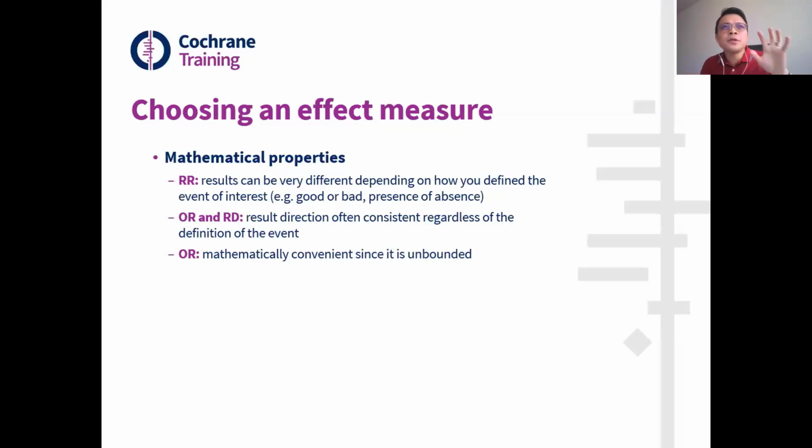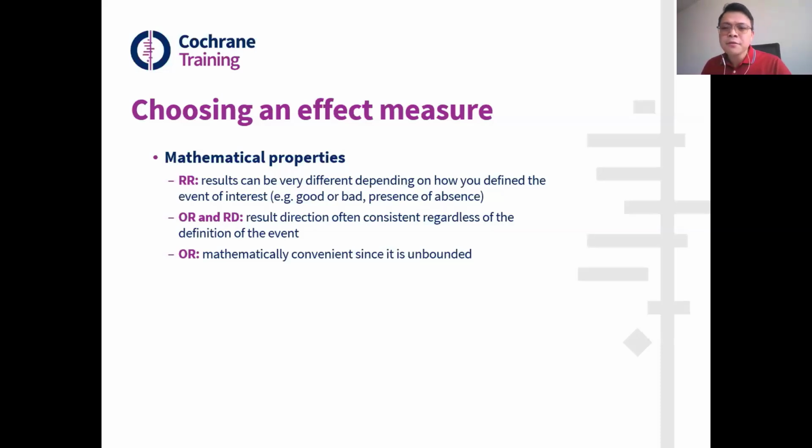And I guess what's important here is to be clear early in your protocol with the definition of your event of interest and stick to it consistently. Try to avoid changing the definition of interest while you're doing your review, because obviously it could introduce bias to your review.